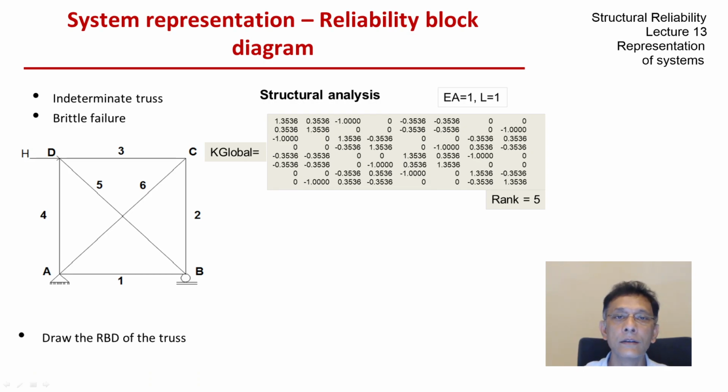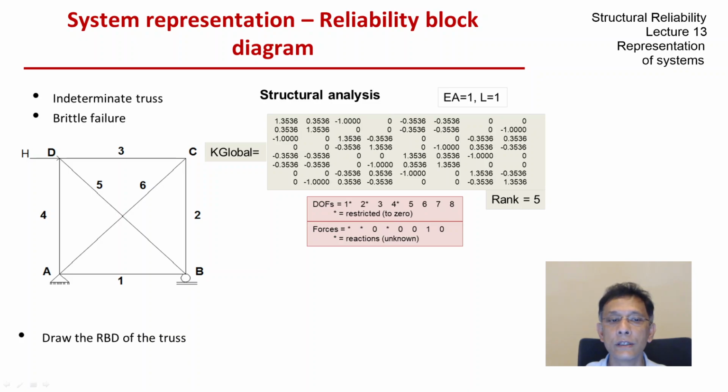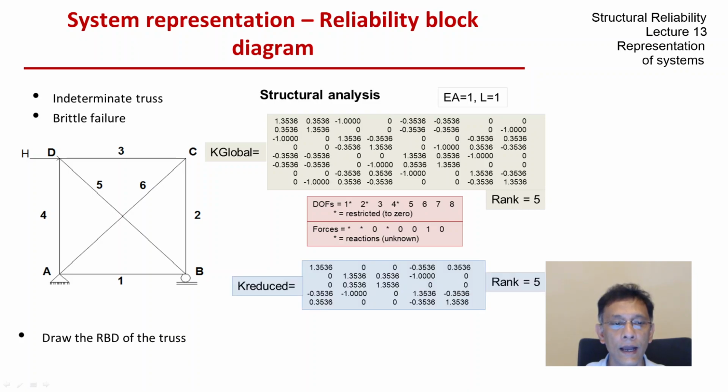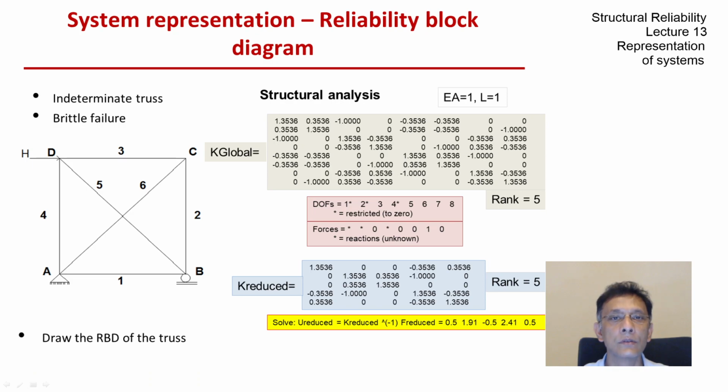There are 8 degrees of freedom in all, 2 each at A, B, C, and D, and obviously we need to restrict some of them, because of the boundary conditions here at A and B, so we would restrict 3 of them. The rank of the global stiffness matrix is 5, so we remove 3 degrees of freedom, and we have the reduced stiffness matrix, and we can invert that and solve the structure. So the point here is that the structure is stable when we have this configuration.